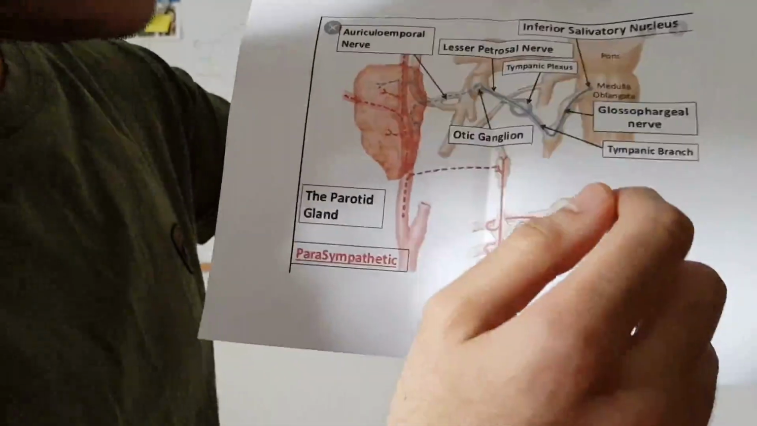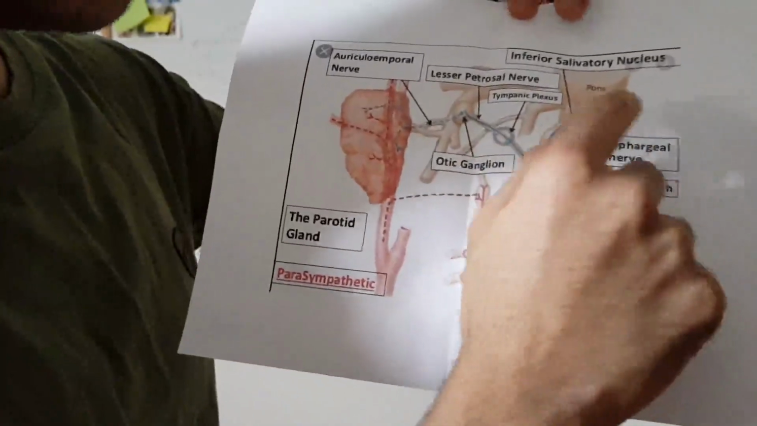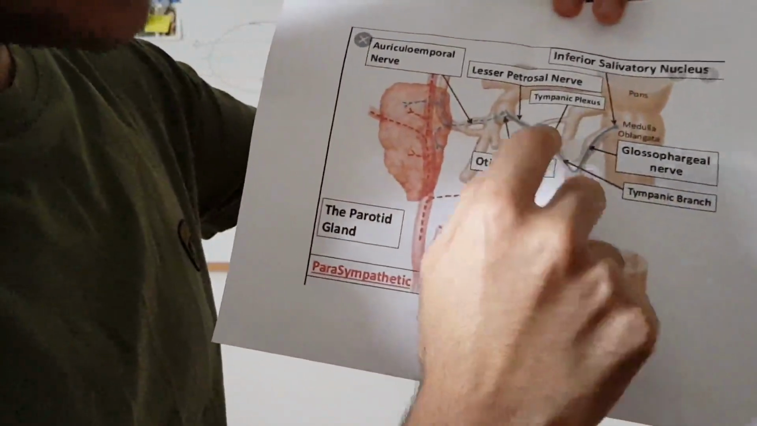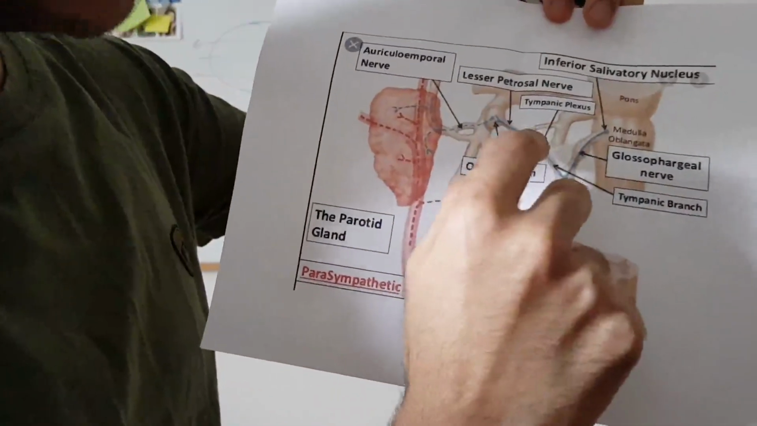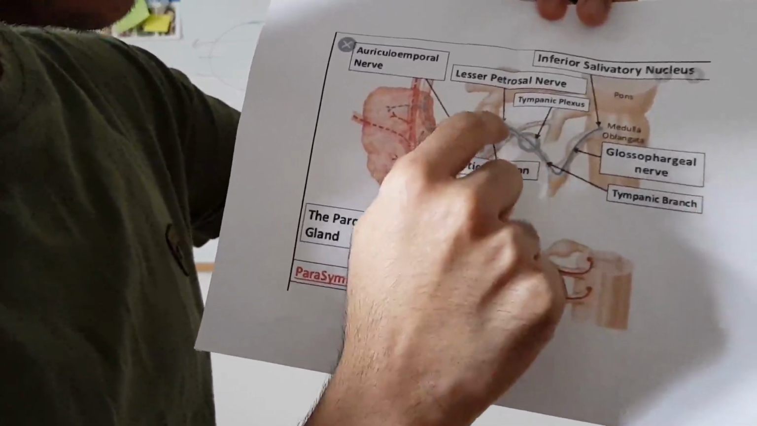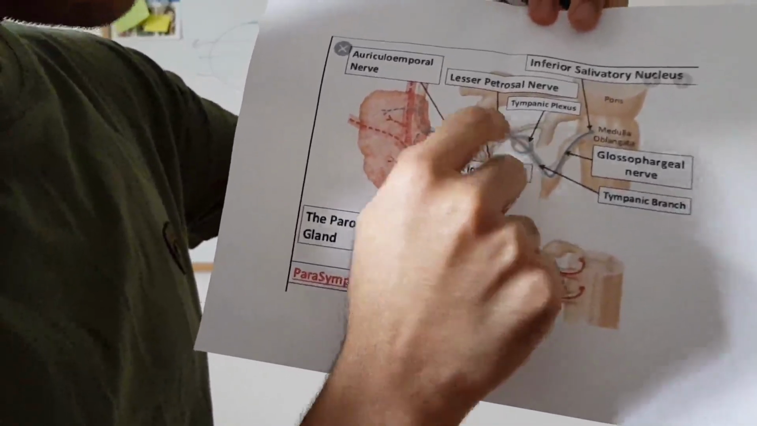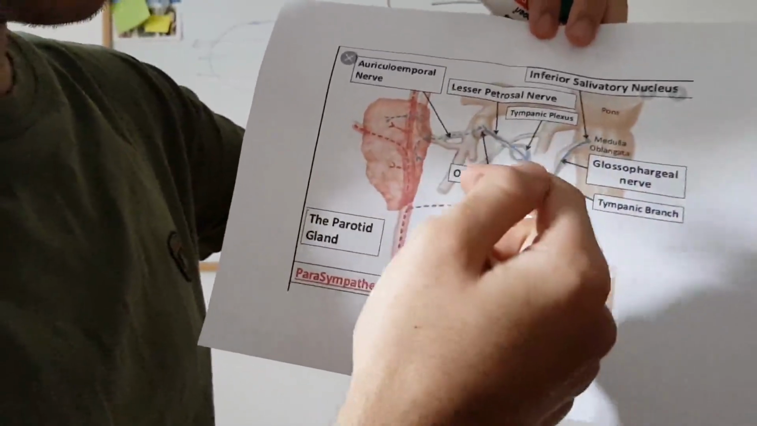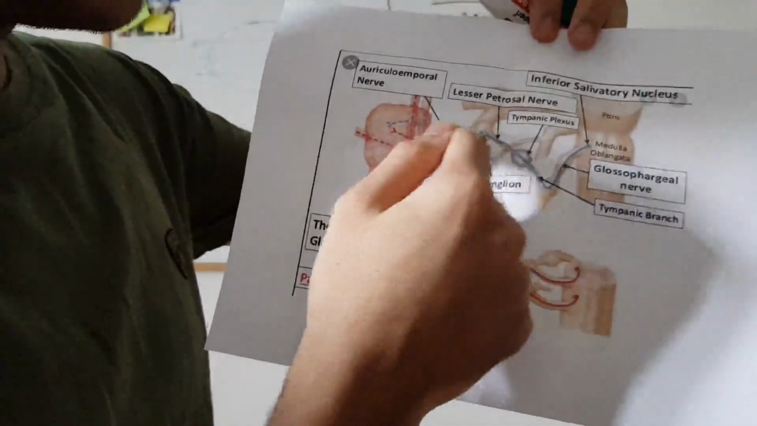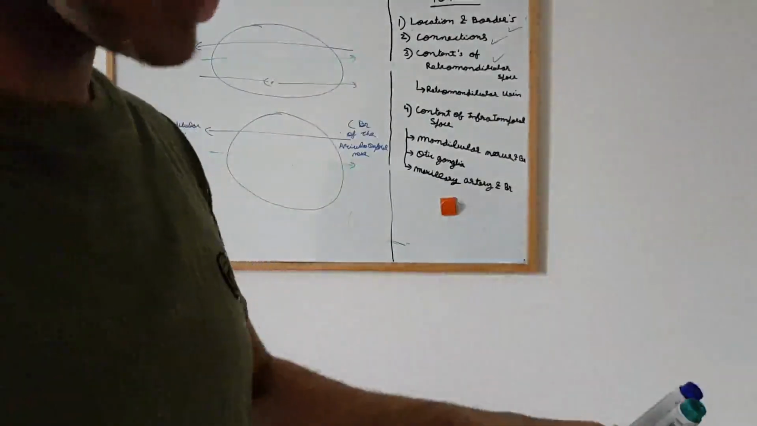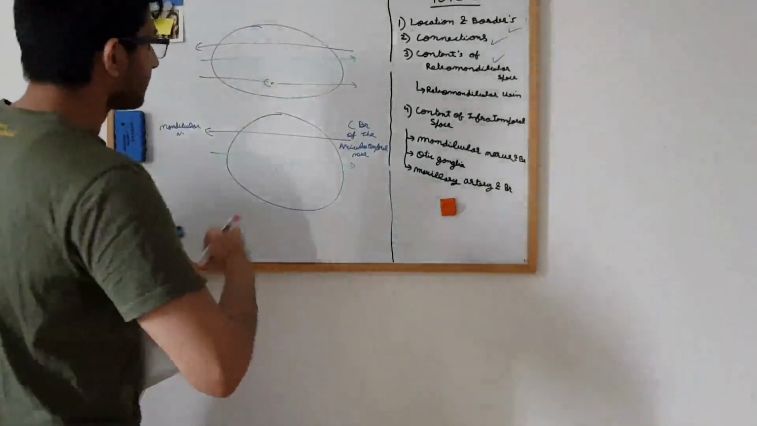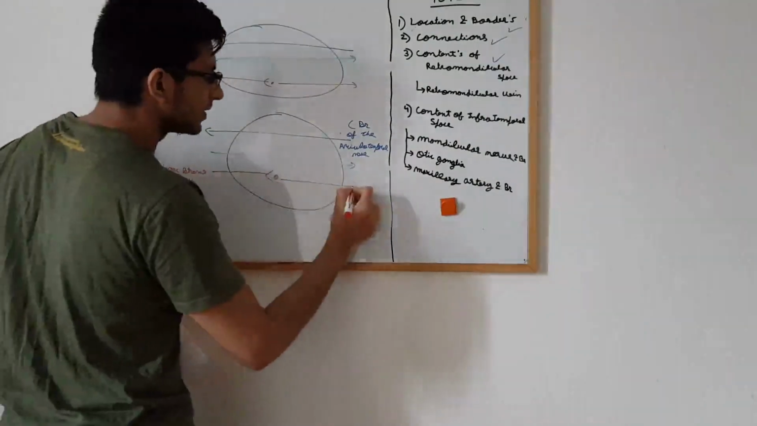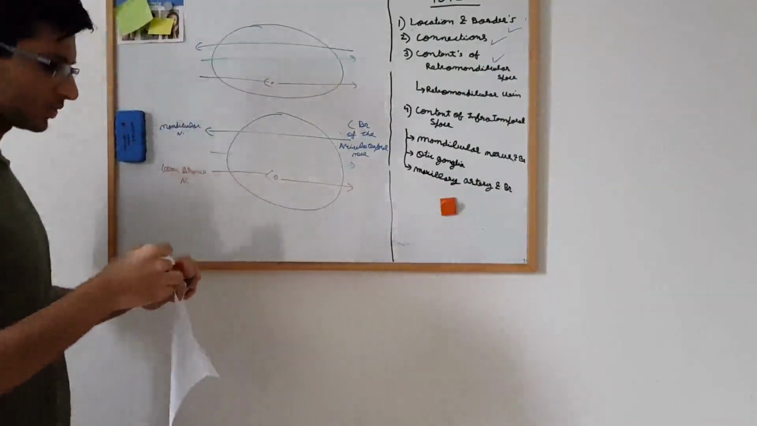So for the parasympathetic fibers, they arise from the inferior salivatory nucleus. They go along the glossopharyngeal nerve, and then they go along the tympanic branch, and the tympanic nerve forms a plexus, giving rise to the lesser petrosal nerve. The lesser petrosal nerve goes to the otic ganglia and synapses, and the postsynaptic fibers hitchhike along the auriculotemporal nerve, and then they go and innervate the parotid gland and the buccal mucosal glands. So this would be the lesser petrosal nerve. They will synapse and they will innervate the parotid gland and the buccal mucosal gland.